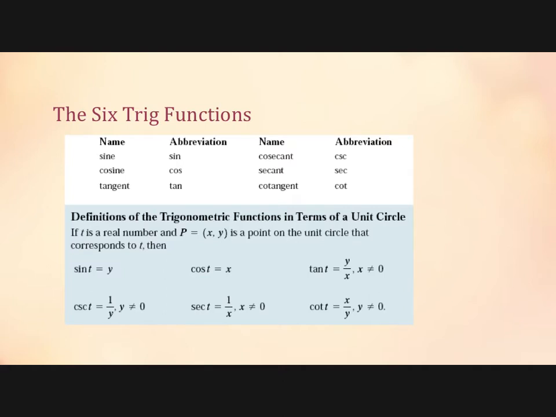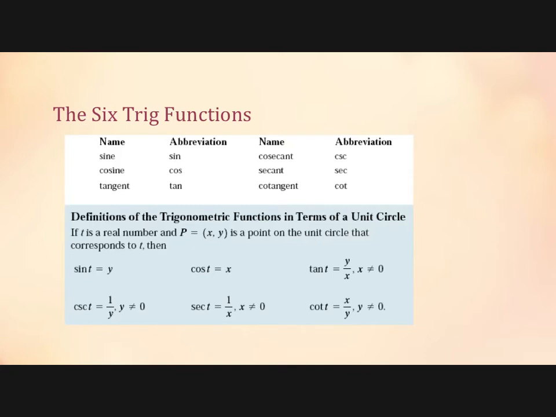So the 6 trig functions that we're going to focus on are sine, cosine, tangent, cosecant, secant, and cotangent, okay? You can abbreviate them so you don't have to spell them all the way out. Sine is S-I-N, cosine is C-O-S, tangent is T-A-N, and then cosecant is C-S-C, secant is S-E-C, and cotangent is C-O-T.